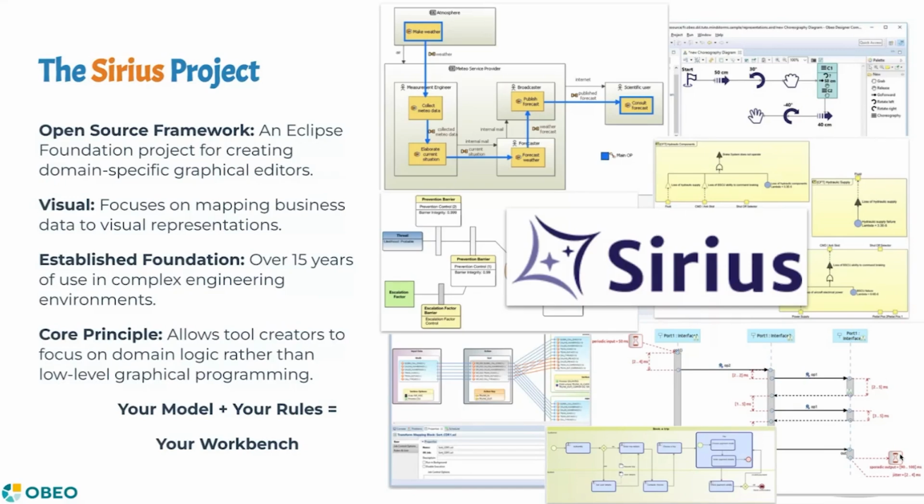Sirius is an Eclipse Foundation open source project dedicated to building domain-specific graphical modeling tools. It has been around for more than 15 years now, and it has proved itself in complex engineering environments. The core idea is very simple. Sirius lets tool builders focus on their domain concepts and rules instead of spending time building low-level graphical infrastructure. In other words, you bring your model and your rules, and Sirius helps provide the graphical workbench around it.